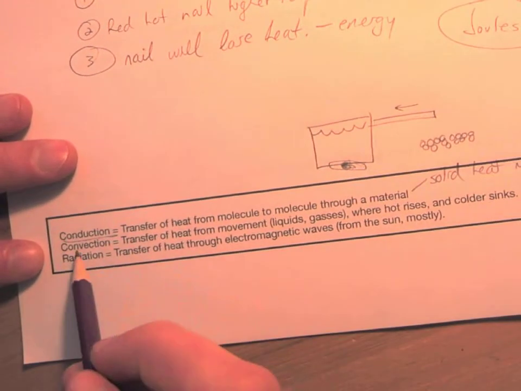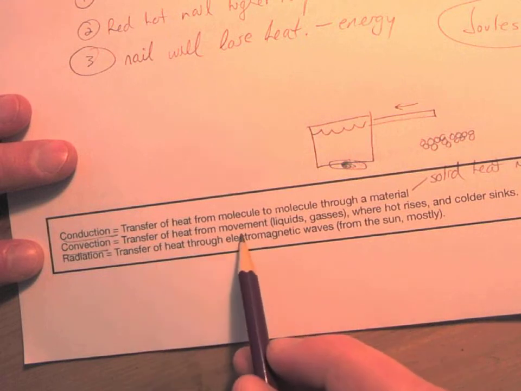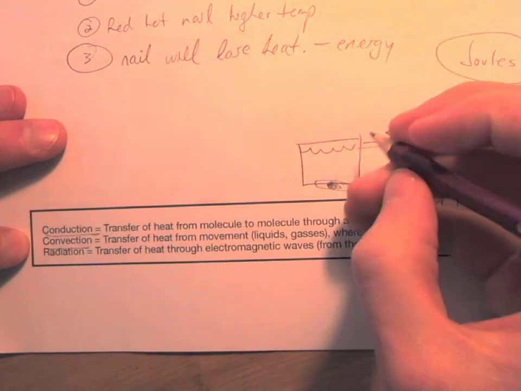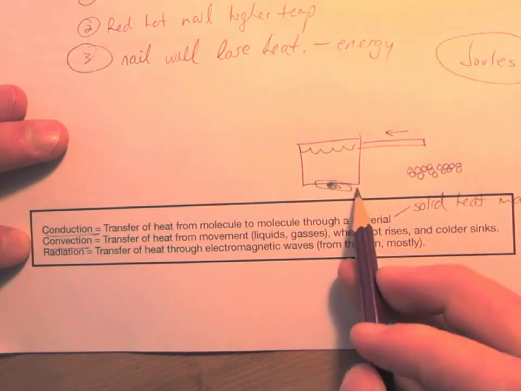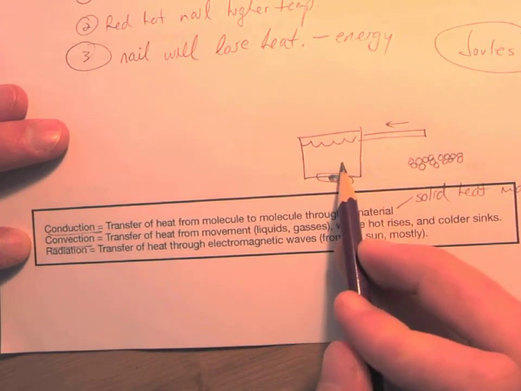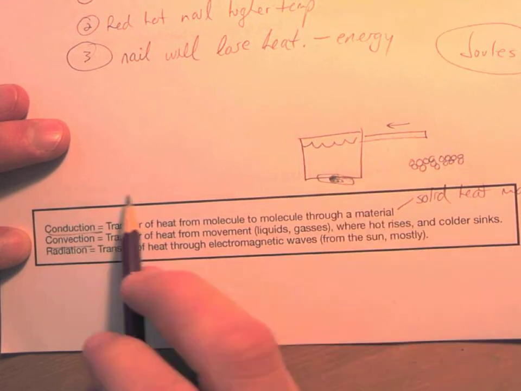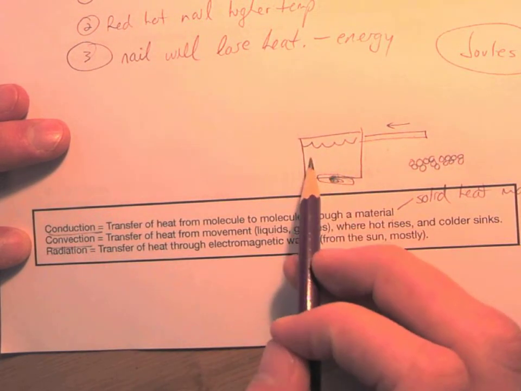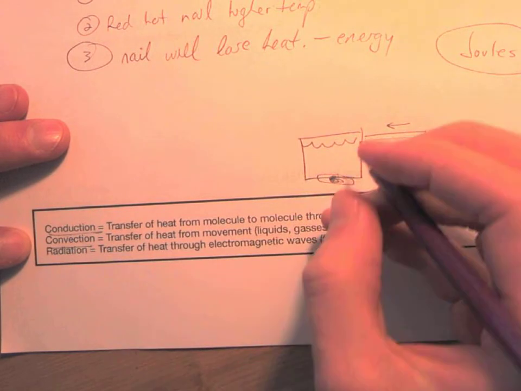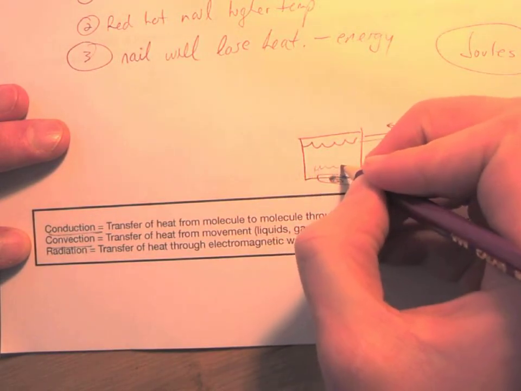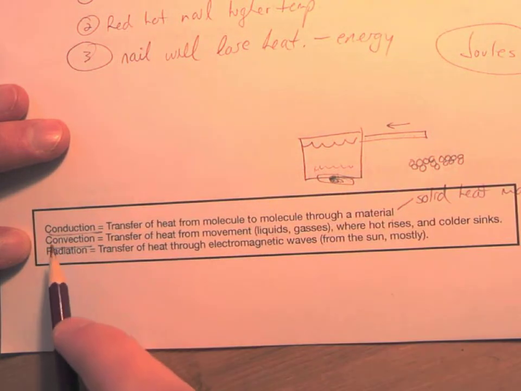Alright, and then the next one is convection, transfer of heat movement through liquids and gases, where hot rises and colder sinks. So an example here is through conduction your metal will get hot, which will bump into the water, which will cause, through conduction, the first one, the water to heat up, and that'll cause it to eventually boil. But once, say, it transfers to this water will get hotter down here, and then convection will happen.